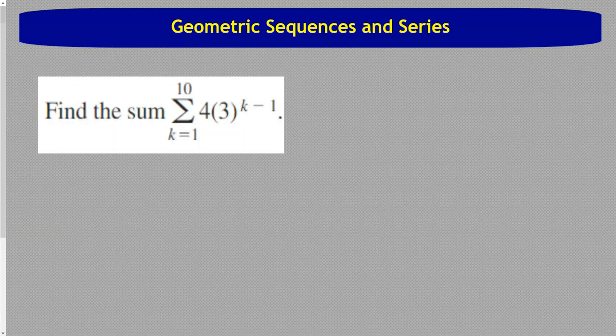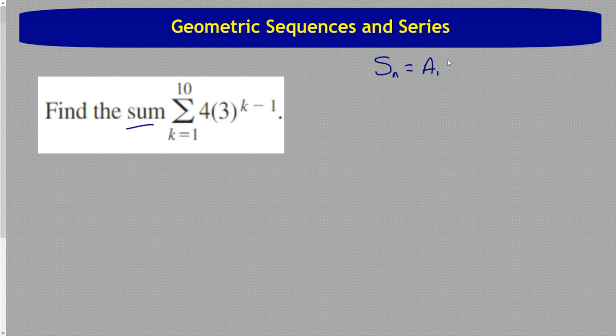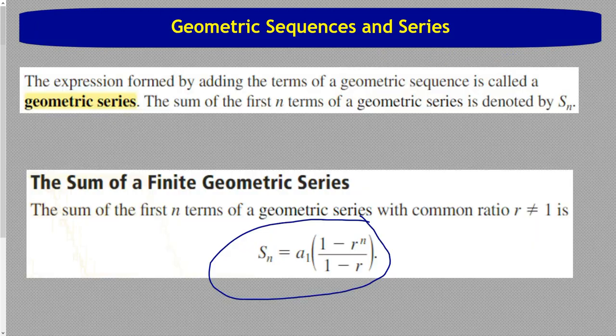Okay, so we're going to find the sum. As soon as I see sum, I'm going to write down my formula so I don't get turned around. Sum is equal to the first term times 1 minus the ratio to the nth power over 1 minus the ratio. There's our formula, right? We can go back and check. Looks good to me.